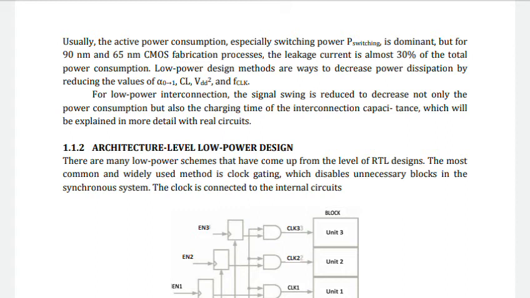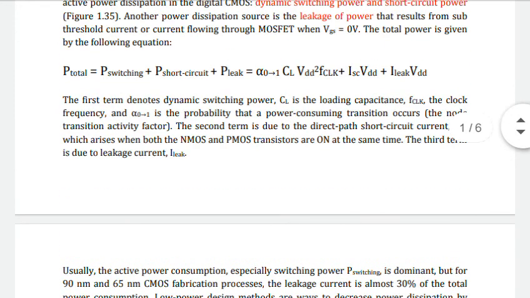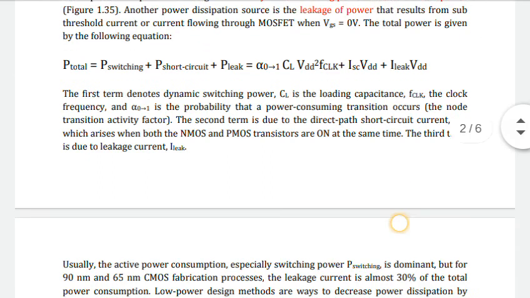So now, that is just the power consumption. The low power design methods are ways to decrease the power dissipation by reducing the values of alpha, which tends to 0, CL, the loading capacitance, VDD squared, and F clock. What is F clock? Clock frequency.